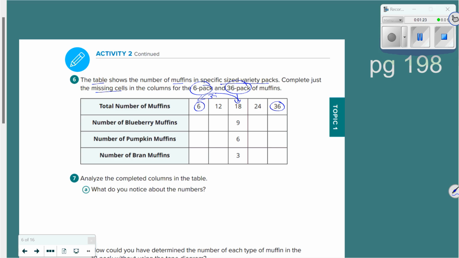So what is 9 divided by 3? 3. What is 6 divided by 3? 2. What is 3 divided by 3? Now I have equivalent ratios since I did the same thing to every number in the column. Does that make sense? Stop talking while I'm talking, please.